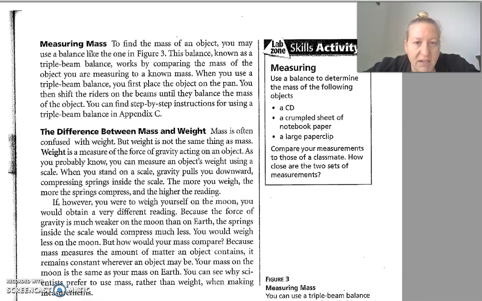Measuring mass. To find the mass of an object, you may use a balance like the one in figure 3. The balance, known as a triple beam balance, works by comparing the mass of the object you are measuring to a known mass. When you use a triple beam balance, you first place the object on the pan. You then shift the riders of the beam until they balance the mass of the object. You can find step-by-step instructions for use of a triple beam balance in Appendix C, which we do not have.